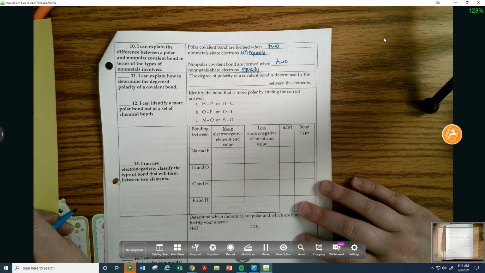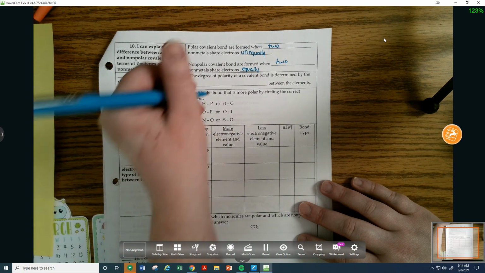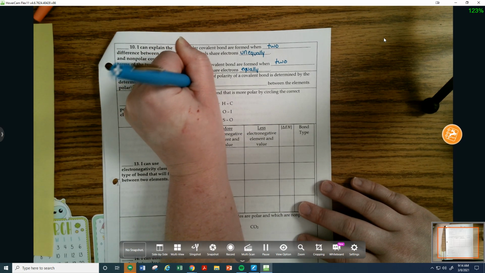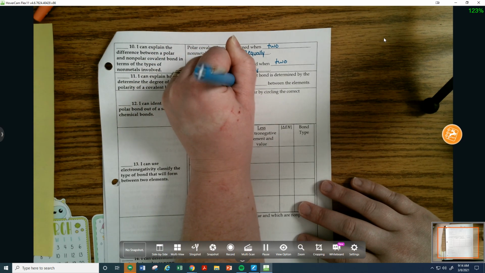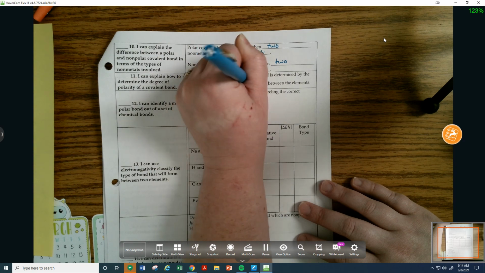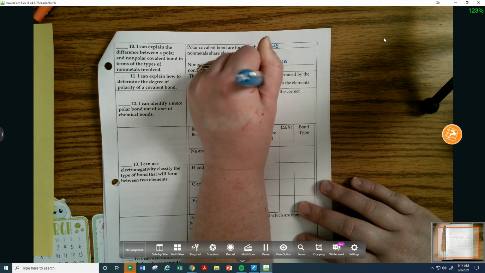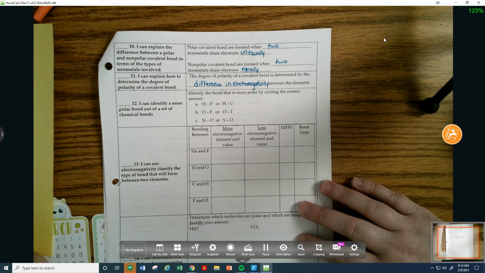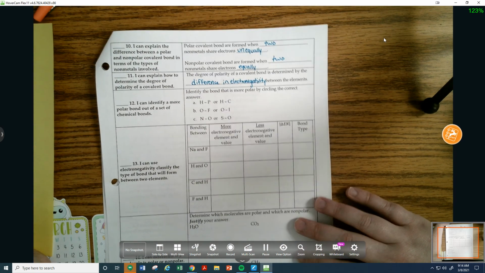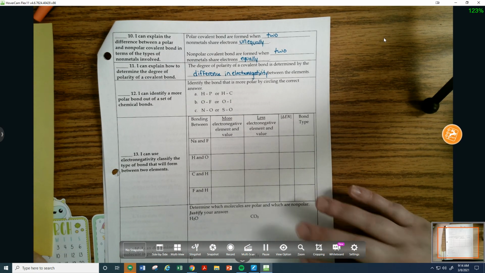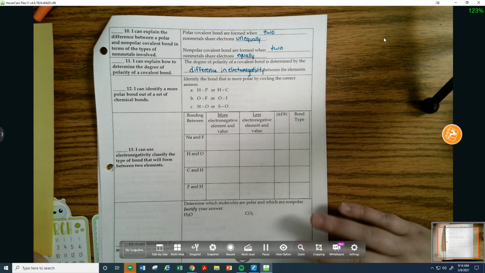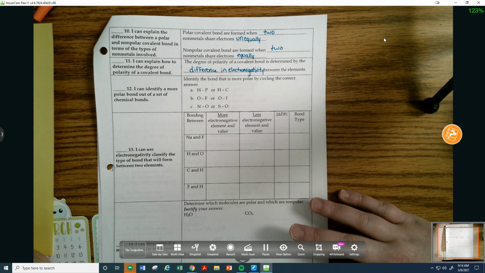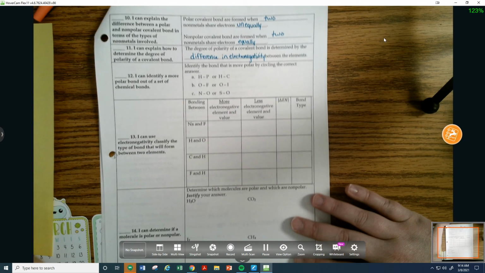For 11, the degree of polarity of a covalent bond is determined by the difference in electronegativity. So that's how you can tell a bond is going to be polar in terms of nonpolar or polar covalent, and then ionic. Then in 12, you had to find the bond that was more polar, and so you need to know the difference between them.